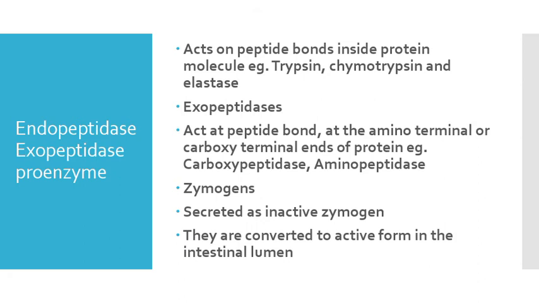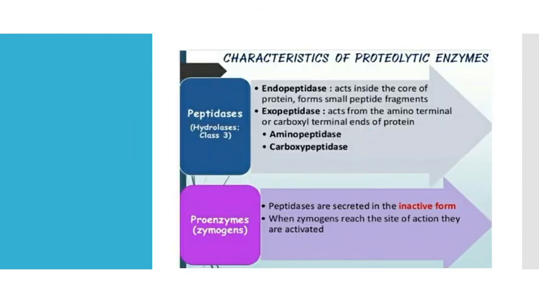And zymogen: secreted as inactive zymogen, they are converted to the active form in the intestinal lumen. Proenzymes, another name for proenzyme is zymogen. Characteristics of proteolytic enzymes.